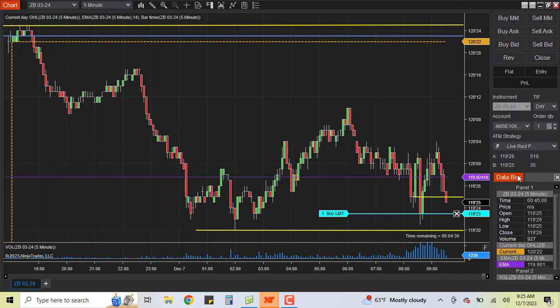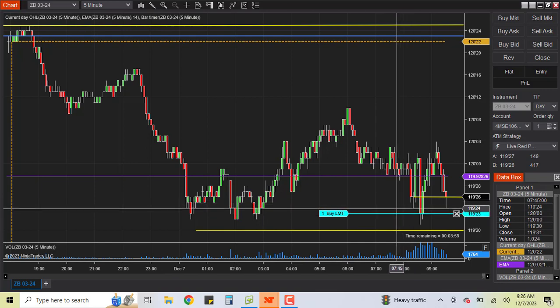Now this is where trading the ZB can be a little annoying sometimes. We have price coming down to a tick above my order. I have my order at 119.23 and price came down to 119.24, just slightly missing my order and not coming to get me. It pretty much ran away without me.